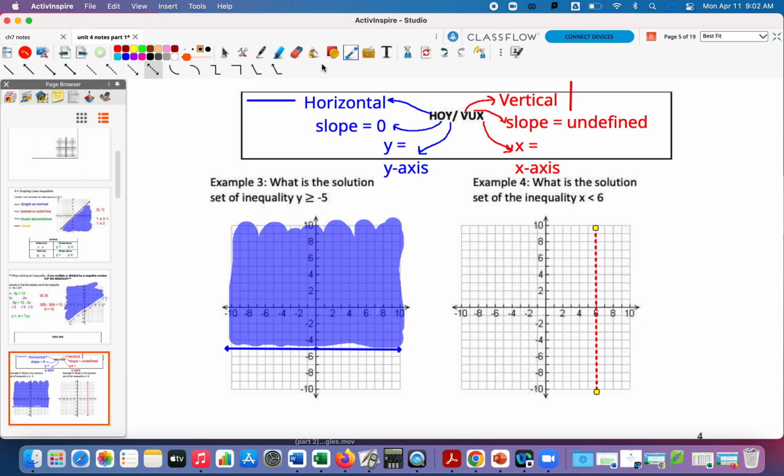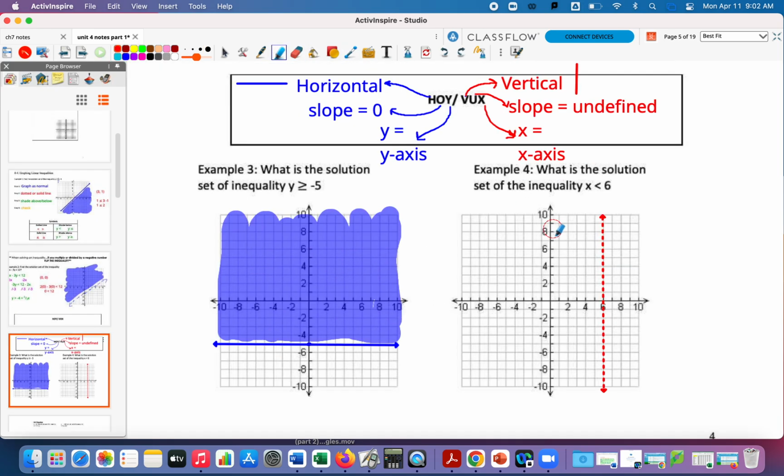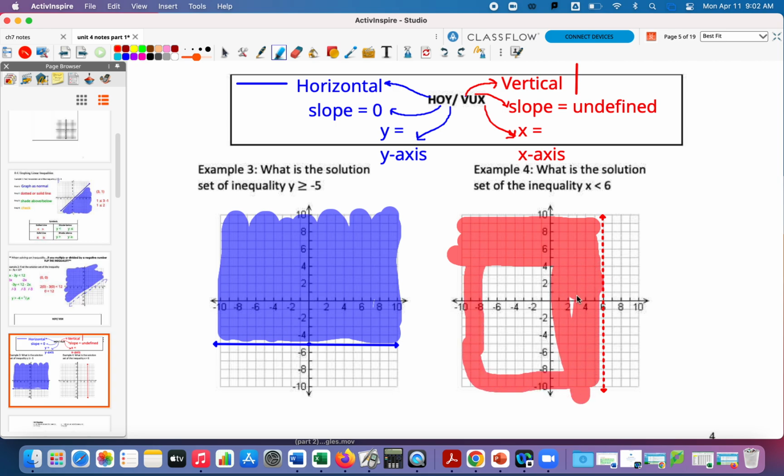And everything less than, so everything to the left in this case, because things like 4 and 2 are less than 6. So then I would just shade everything on this side here and be good to go. And that's all there is to it.